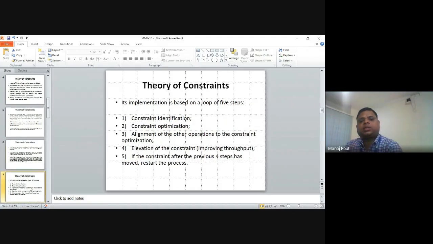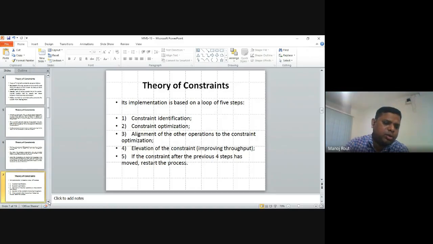When you implement the theory of constraints, it works on a loop of five steps. The first step is constraint identification. The second step is constraint optimization. The third step is alignment of other operations to the constraint optimization. The fourth is elevation of the constraint, improving throughput, and if you improve throughput, you can minimize operational expenses. If the constraint has been removed after the previous four steps, then restart the process. These are the five basic steps generally included in the theory of constraints.